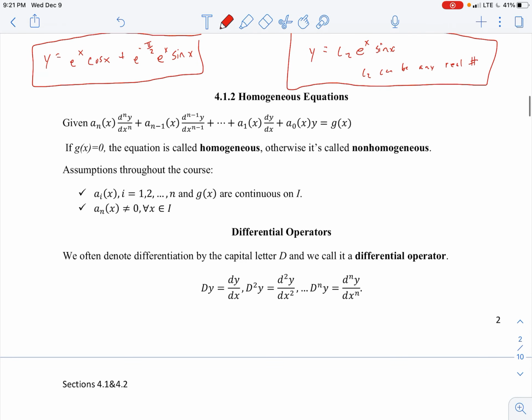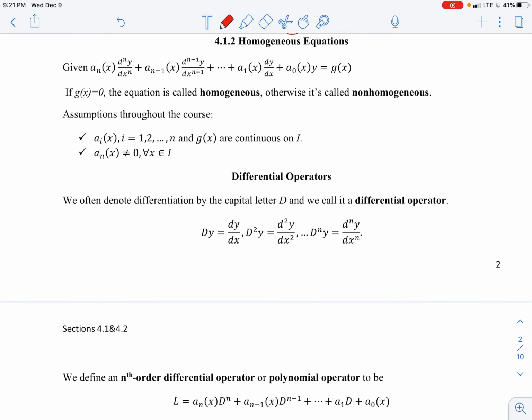All right. Now, let's talk about homogeneous equations. So say we're given a sub n of x times d to the n y. So say we're just given a differential equation of the nth order, and it's linear. If we're given a linear differential equation, and that's set equal to g of x, that's just going to be a linear equation. If g of x equals 0, if we had a second, third, fourth order linear differential equation, and it's set equal to 0, it's said to be homogeneous.